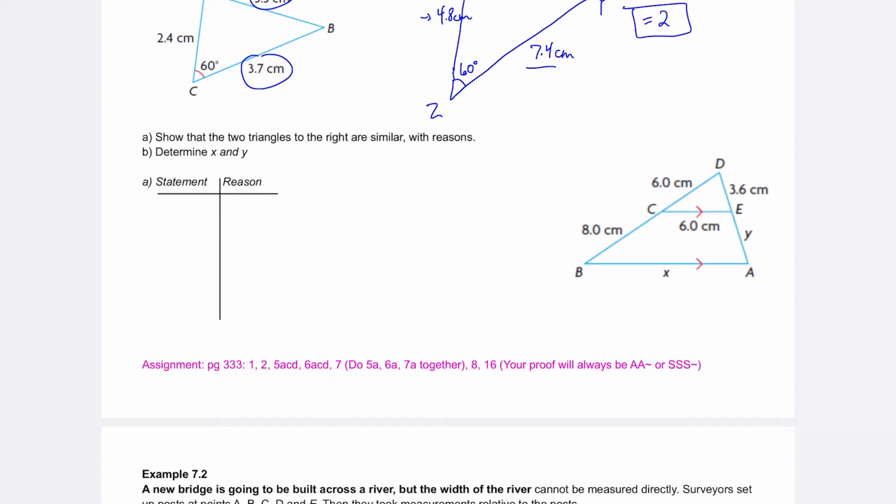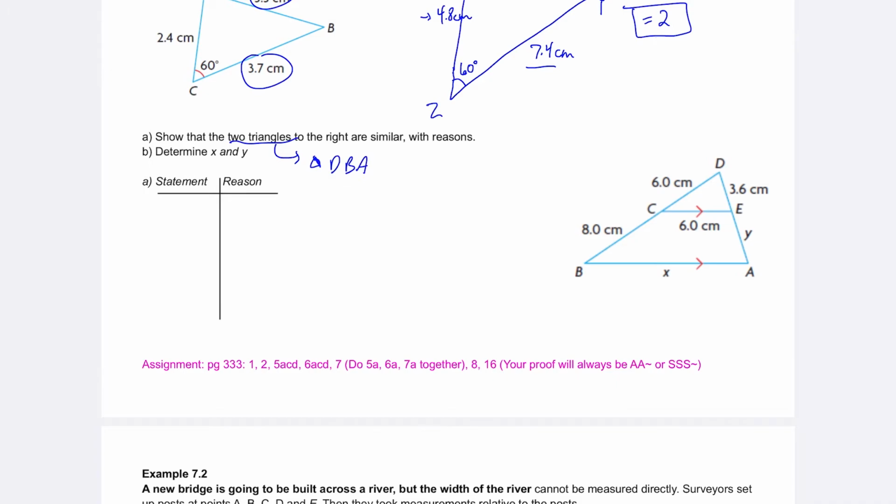One more example here. Show that the two triangles to the right are similar and give reasons. Okay, so let's confirm we see two triangles. So what two triangles are we talking about? Well, there's a big one on the outside there. So it's triangle DBA, the outline.